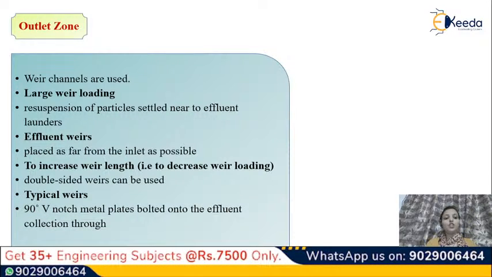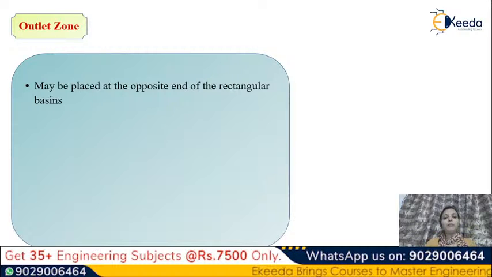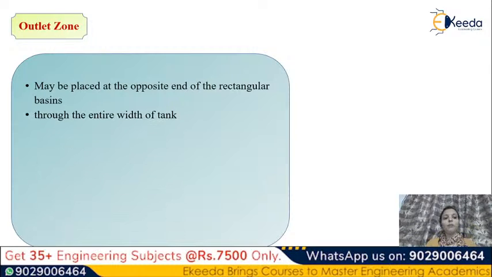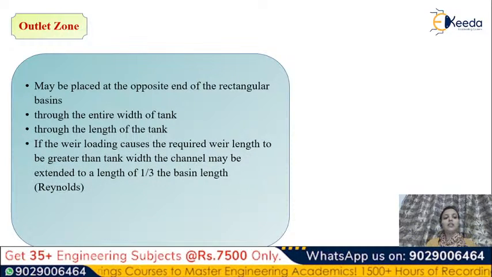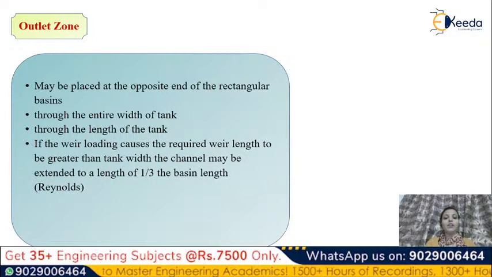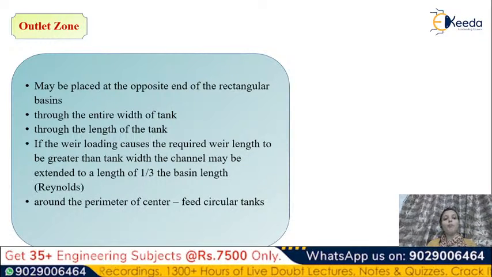So a typical weir should be placed at 90° to the vertical, a V-notch metal plate bolted onto the effluent collection trough of the sedimentation tank. It may be placed at the opposite end of rectangular basins, through the entire width of the tank. If the weir loading causes the required weir length to be greater than the tank width, the channel may be extended to 1/3 of the basin length. That means the dimensions should be maintained properly. So its length should always be 3 times its width for a rectangular sedimentation tank.